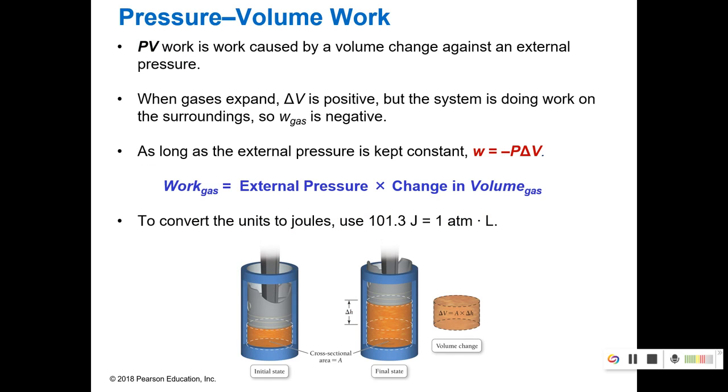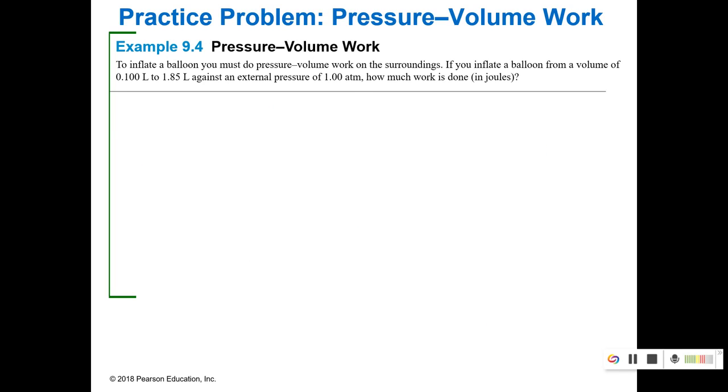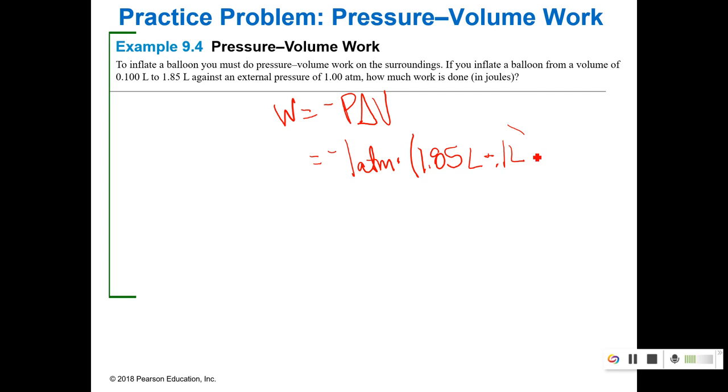All right, so work can also be put in terms, instead of force and distance, it can be terms of pressure and volume, which are things we're going to be using in chemistry. So work is equal to negative pressure times delta V, which is volume. So my negative pressure is negative 1 atmosphere times 1.85 liters minus 1 liter, 0.1 liter. So then I've got negative 1.75 atmospheres times liters.